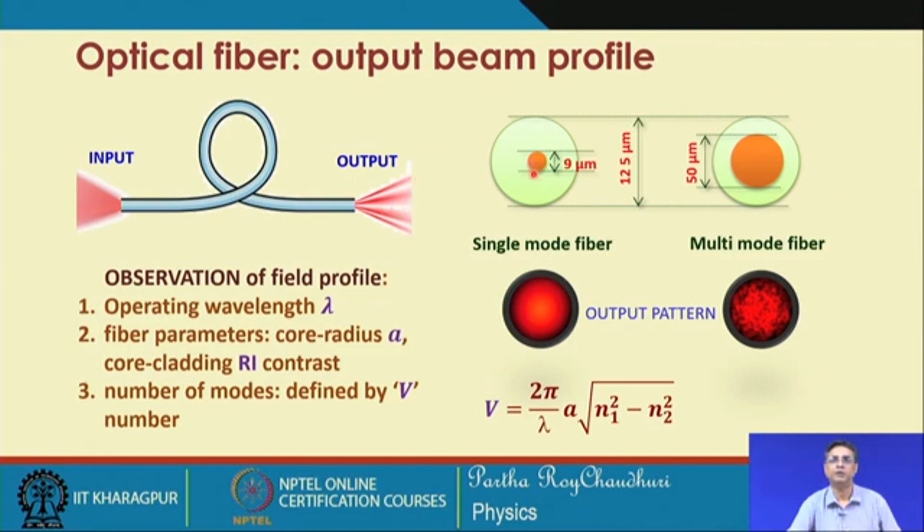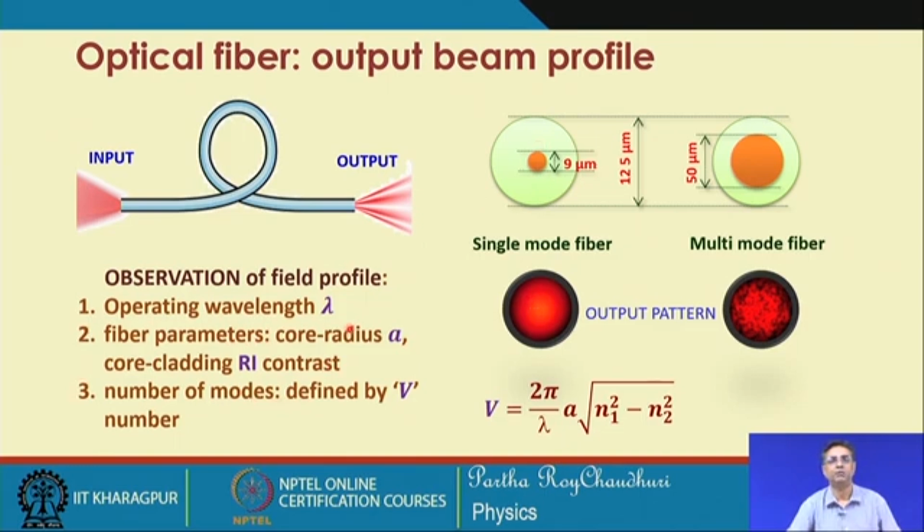For a single mode fiber, the typical core radius is of the order of 9 micrometer, and the total diameter of the fiber is 125 plus minus 1 micrometer. This diameter is 50 micron. This gives you a speckle pattern because there are a large number of modes, whereas this is a purely single mode field distribution, which is being supported by this waveguide.